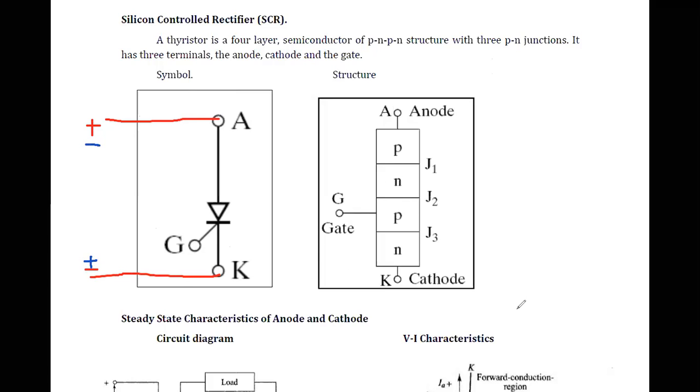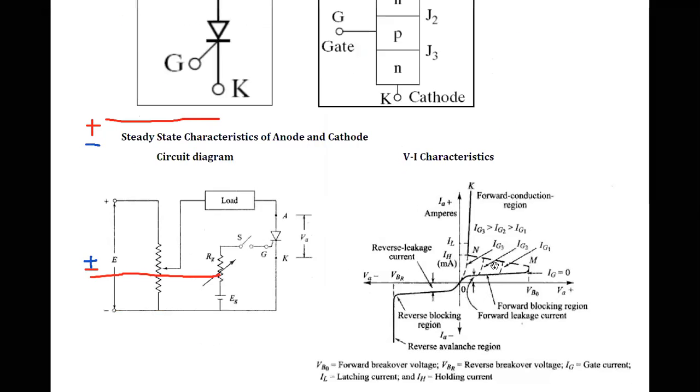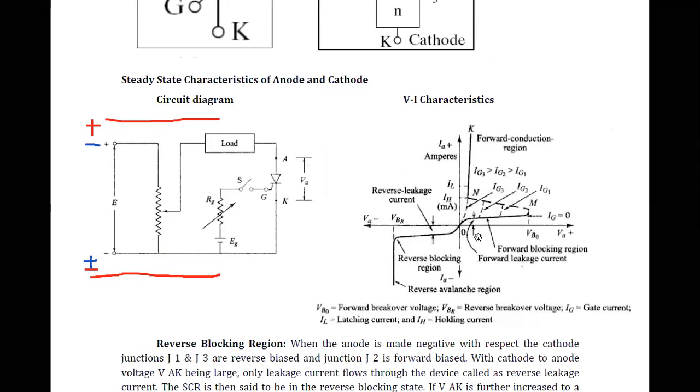That is what we are going to study in this particular VI characteristics diagram. Let us assume the first condition, that I have applied the positive to the anode and negative to the cathode. You can see here by the voltages that the positive is applied to the anode and negative is applied to the cathode. So this SCR is in forward bias.